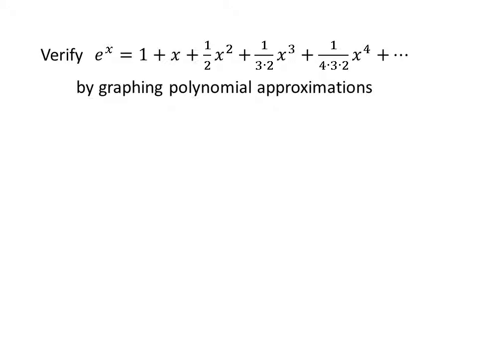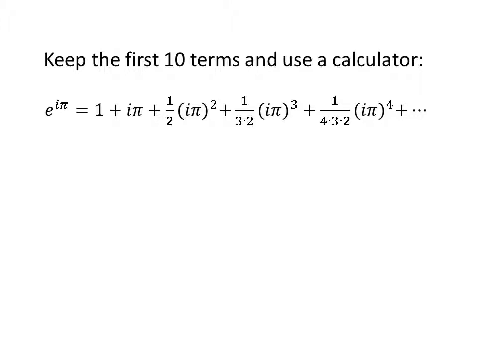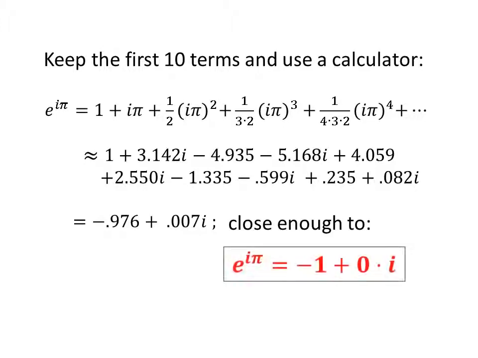We can't prove this expression, but we can verify it by graphing polynomial approximations, and if x is less than 2, 4 or 5 terms gives us a reasonably close approximation. If we insert i pi into this expression and write out the first 10 terms using a calculator, we can combine the real and imaginary parts and get an expression that is quite close to the established value, which is e to the i pi equals minus 1.